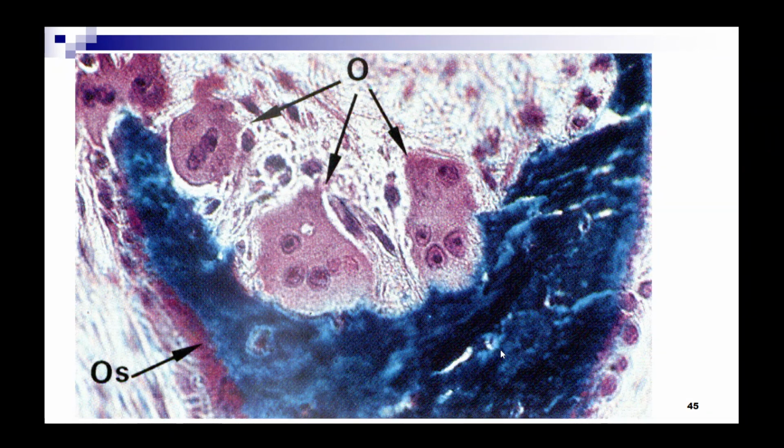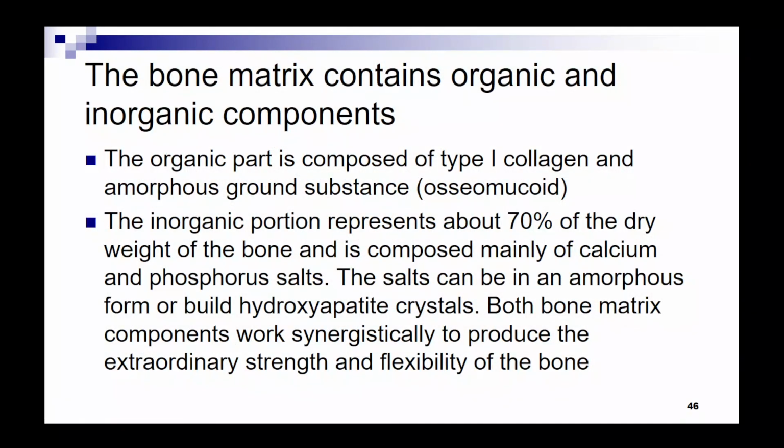Alcian blue is also used for this color staining. And the bone matrix contains organic and inorganic components. The organic part is composed of type 1 collagen and amorphous ground substance, osteomucoid. The inorganic portion represents about 70% of the dry weight of the bone. It is composed mainly of calcium and phosphorus salts. The salts are in an amorphous form of hydroxyapatite crystals. Both bone matrix components work synergistically to produce the extraordinary strength and flexibility of bone.